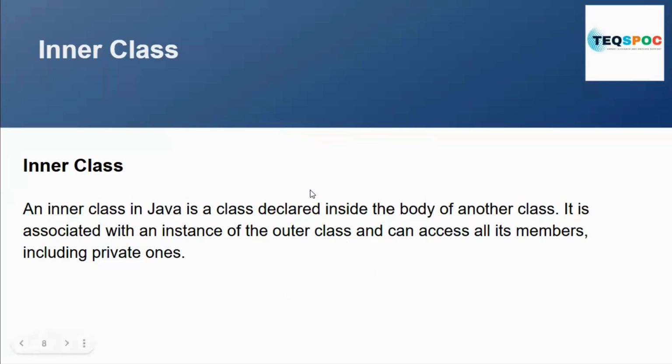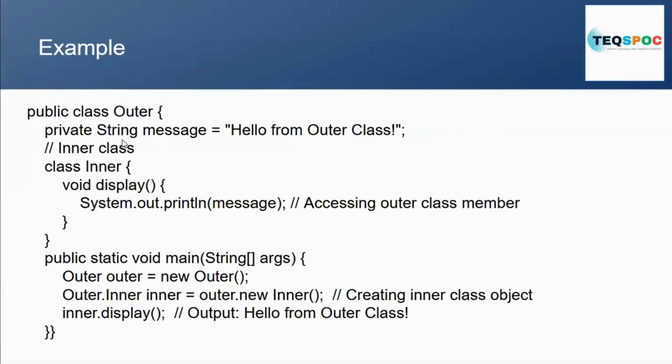So that is basically what this English wording is saying. Now this is a basic example: public class Outer. This is the outer class. This is one string variable, message, which holds hello from outer class. Now we have created one more class named Inner, and we have created one method, void display, and it is printing some message. This shows that the inner class can access the variable of the outer class.